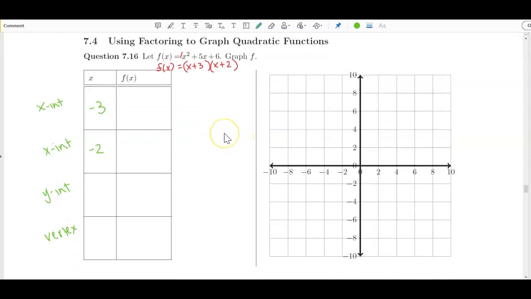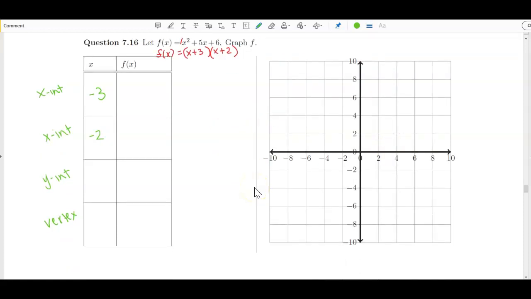Okay, what other ones would be good to pick? 0. Yep, 0 would be good because that would give us our y-intercept. Remember, to find our y-intercept, we let x equal 0 and solve for y. Okay, and then how do we find our vertex? Remember how we pick the x to find our vertex?